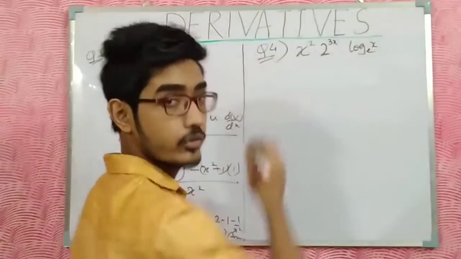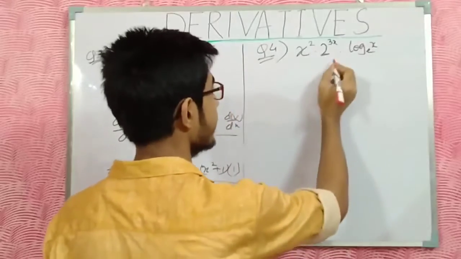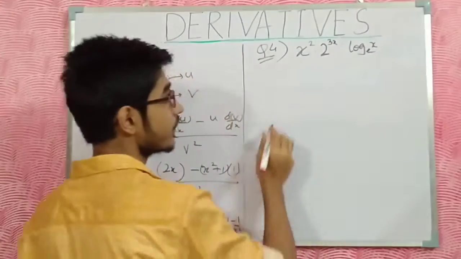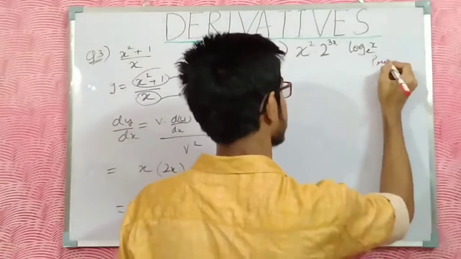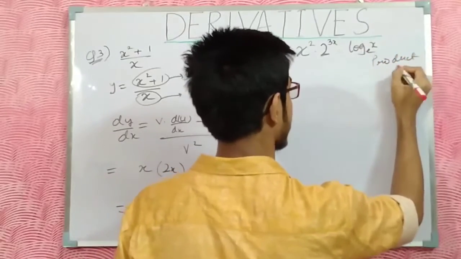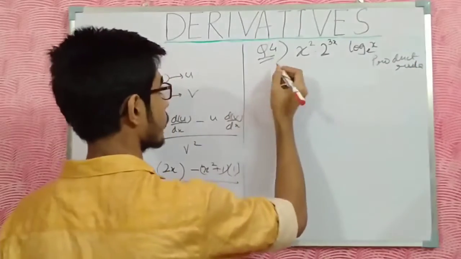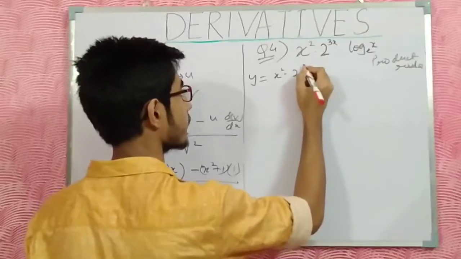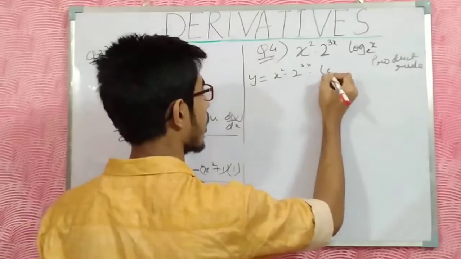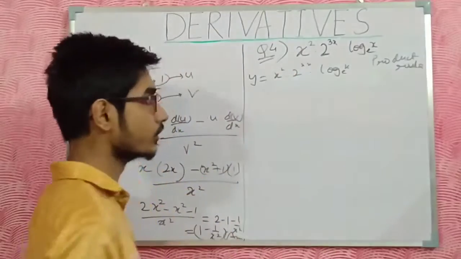Then this is the fourth sum. The fourth sum asks us for x square into 2 to the power 3x into log x base e. So I can apply the product rule here, which I have taught you. So let me first take y equals x square into 2 to the power 3x into log x base e. This is into, not minus, so it is into.